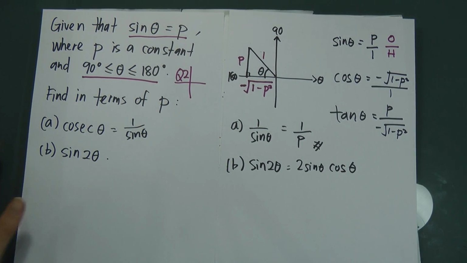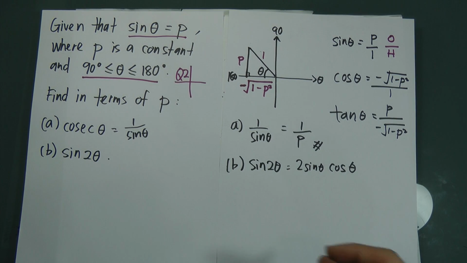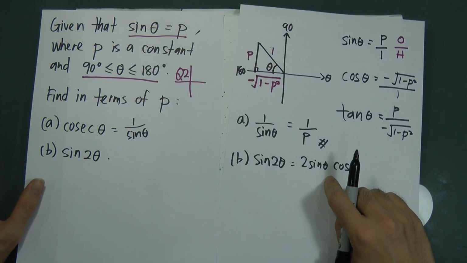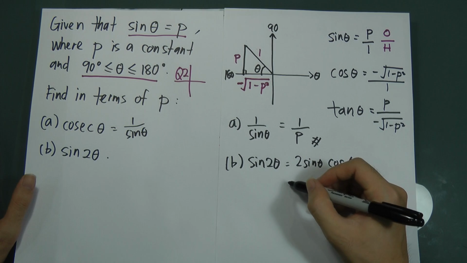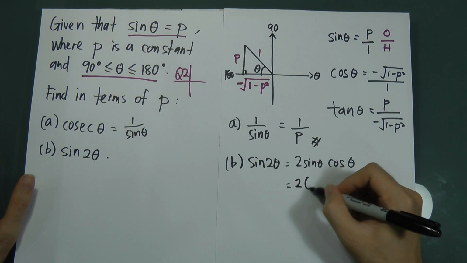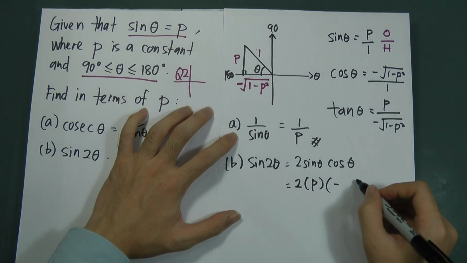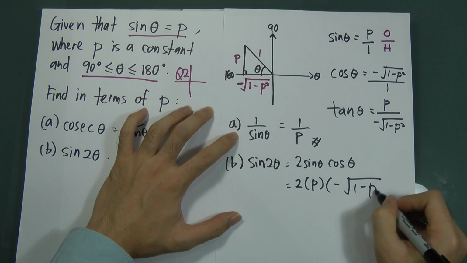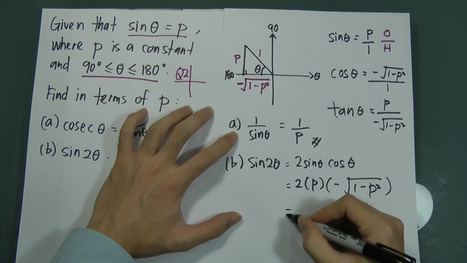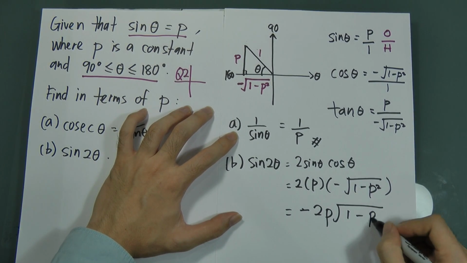This is a formula. You can just refer back to the formula list. In some books it's called sine 2A, sine 2x, or sine 2 angle, which equals 2 sine angle cos angle. Therefore, I just substitute whatever I have. What is sine angle? Sine angle is P, so I put P. What is cos angle? It is negative square root of 1 minus P squared. So I just multiply everything, and I will get negative 2P square root of 1 minus P squared.